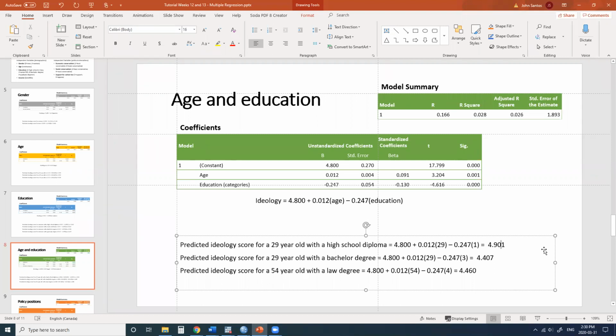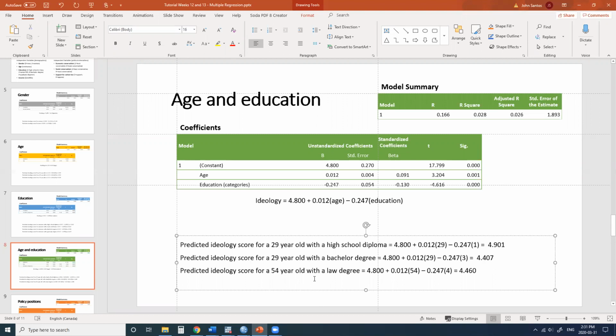And similarly, we can predict the same 29-year-old, but maybe they have a bachelor's degree, right? So age is still 29, but for education, we plug in 3 instead of 1. And you can see that the predicted ideology score is 4.407, right? So again, age being equal, somebody with more education is going to be to the left of somebody with less education.